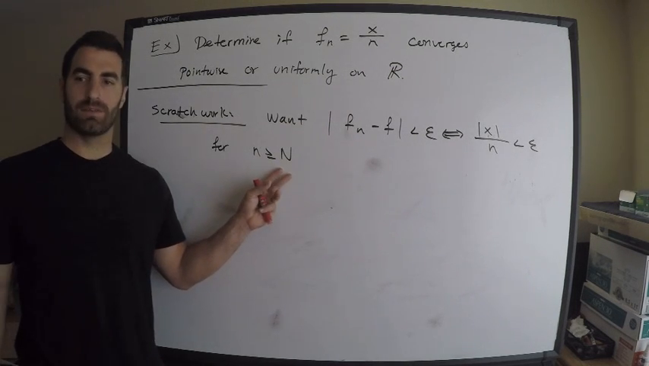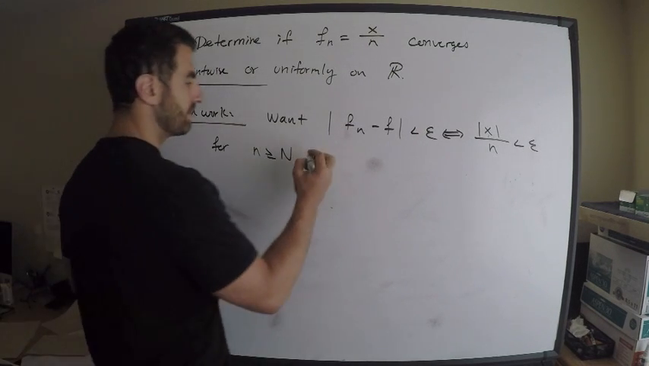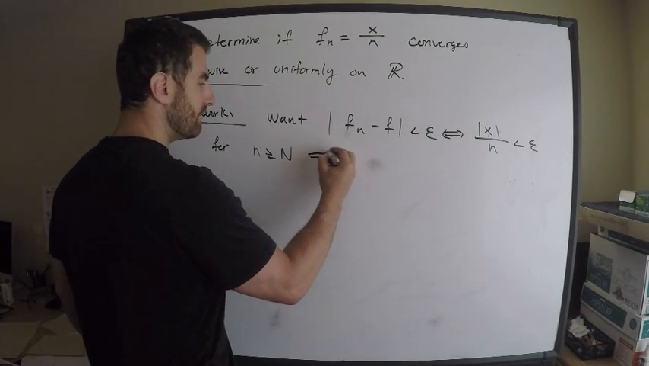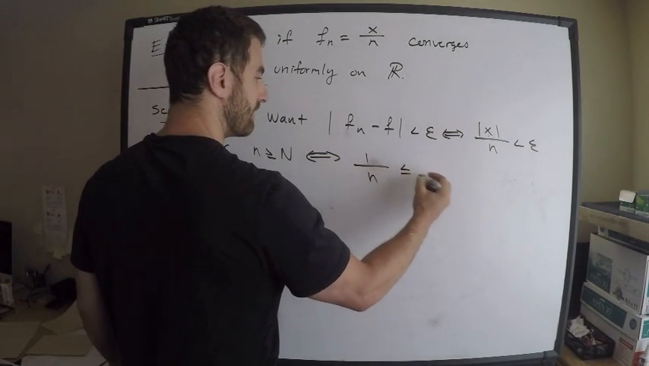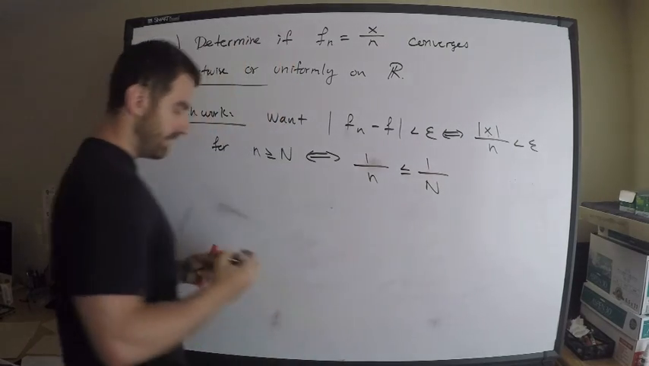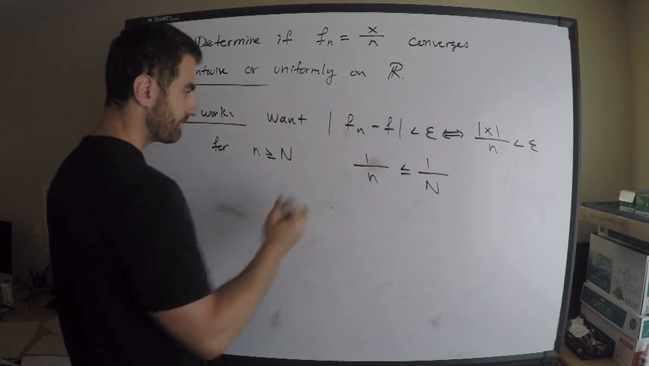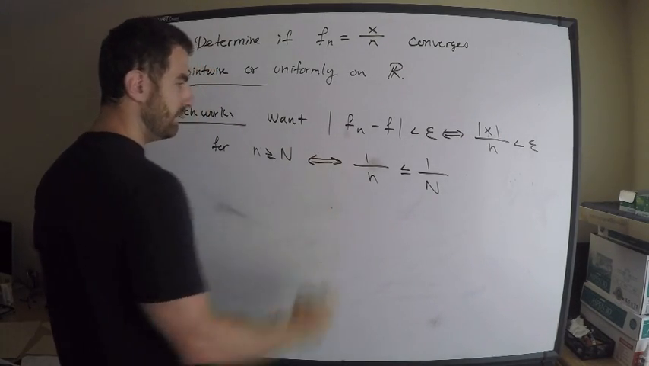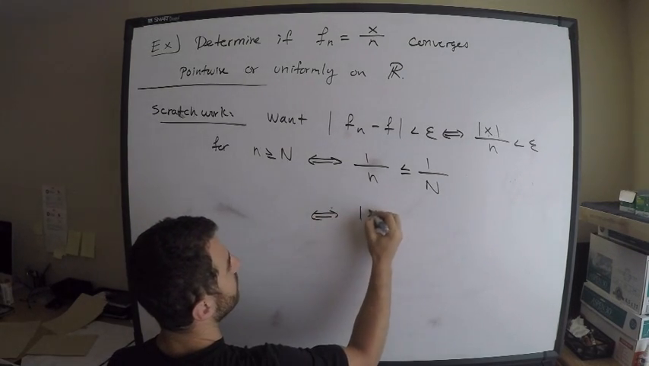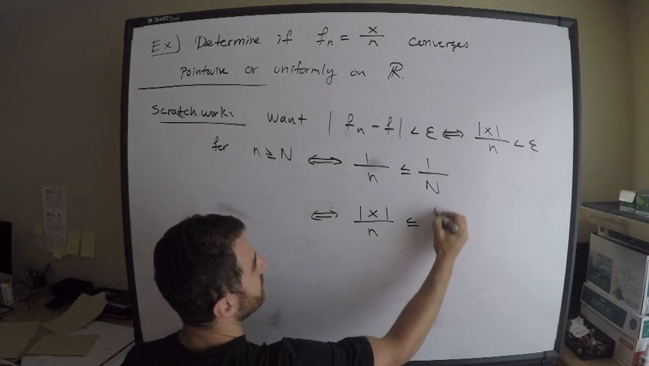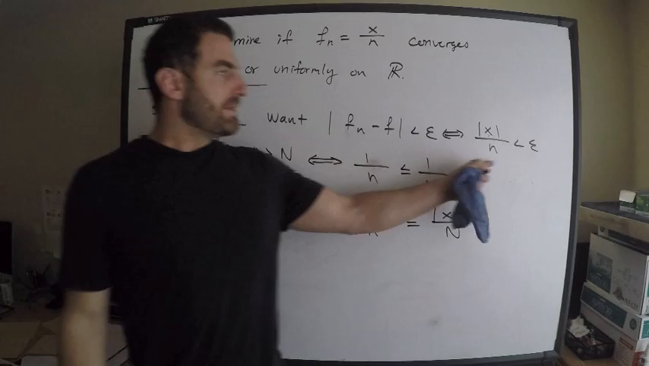Let's do some manipulation with this. Do some algebra. Let's take the reciprocal of both sides, and let's multiply both sides by the absolute value of x. So this is equivalent to saying 1 over little n is less than or equal to 1 over capital N. Remember that when you take the reciprocal of both sides, you need to switch the inequality. All right. Now let's multiply both sides by absolute value of x. So absolute value of x over n is less than or equal to absolute value of x over N. We want this to be less than epsilon.